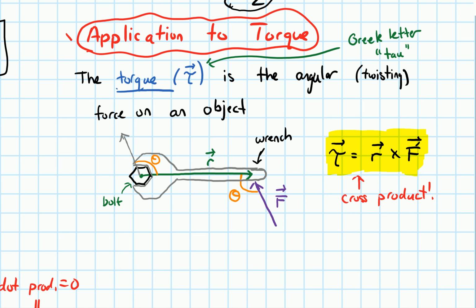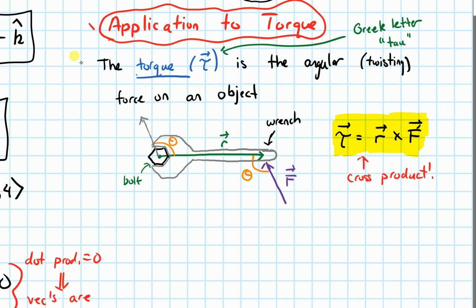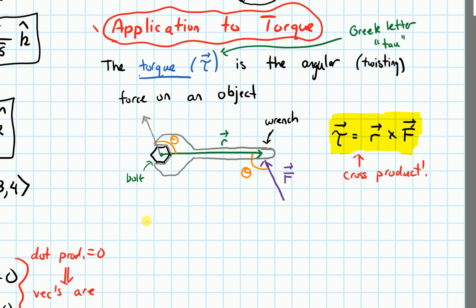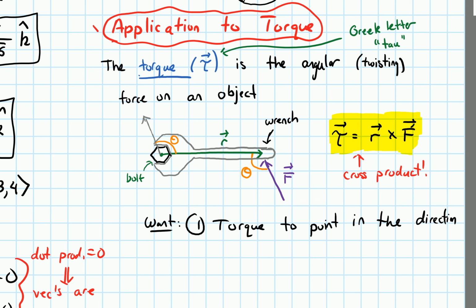Okay, so there are a couple things that we want to happen now. I'm going to write down what we want. And there are two things. The first is the torque. The torque is going to be pointing in a direction that's perpendicular to R and F, and it'll satisfy the right-hand rule. So the torque, we want it to point in the direction along the bolt.